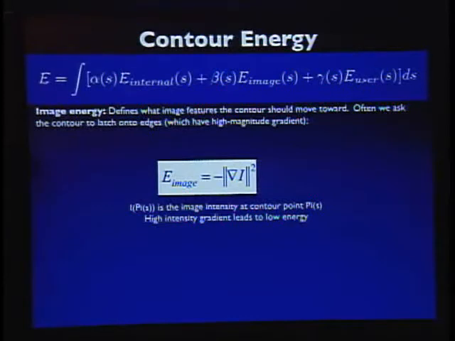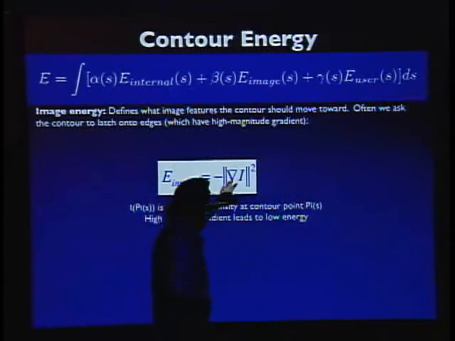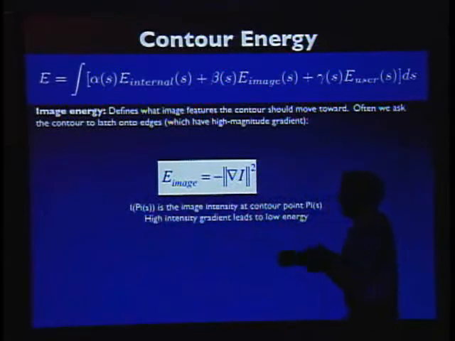If the thing that you want is to have the boundary lie between one flatly shaded region and another flatly shaded region, what you can do is say that the contour has low energy if the gradient of the image is very high. Remember, if the gradient is very, very high, that means that you're at a boundary, either between dark and light or between light and dark. So that's what this will do. This upside-down triangle operator is the gradient. So it's basically the first derivative of the image with respect to the x and y directions.